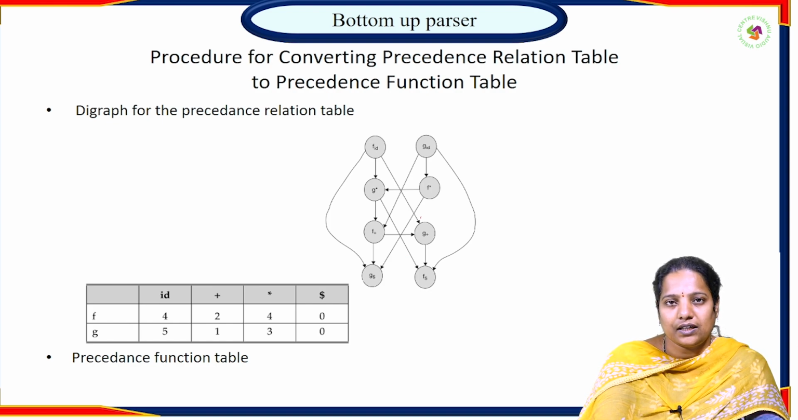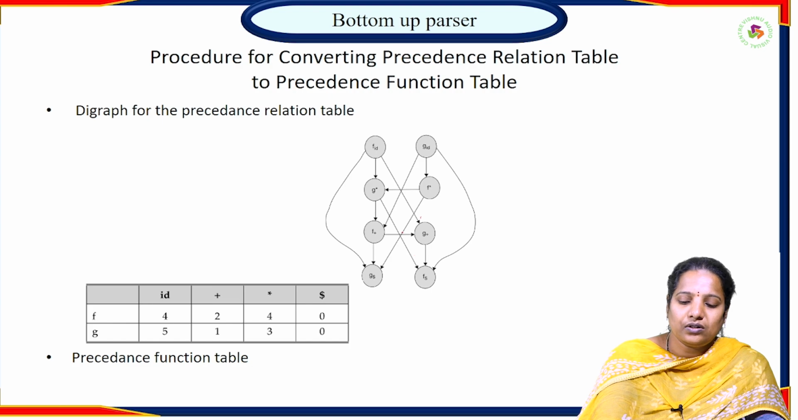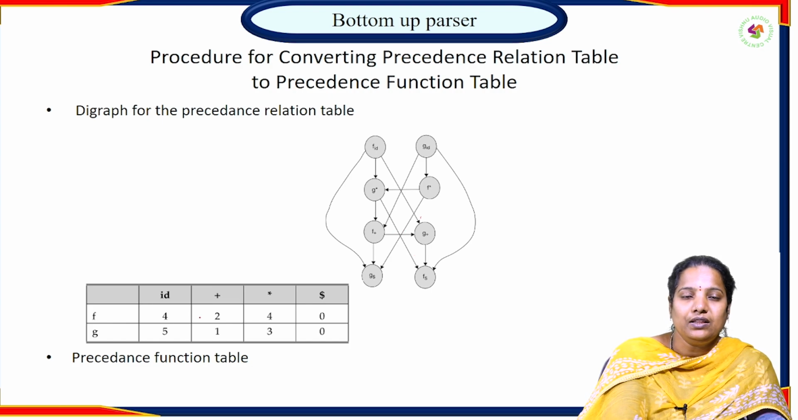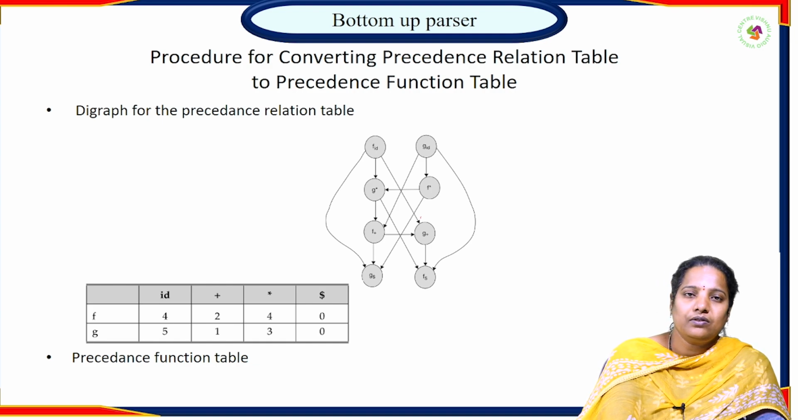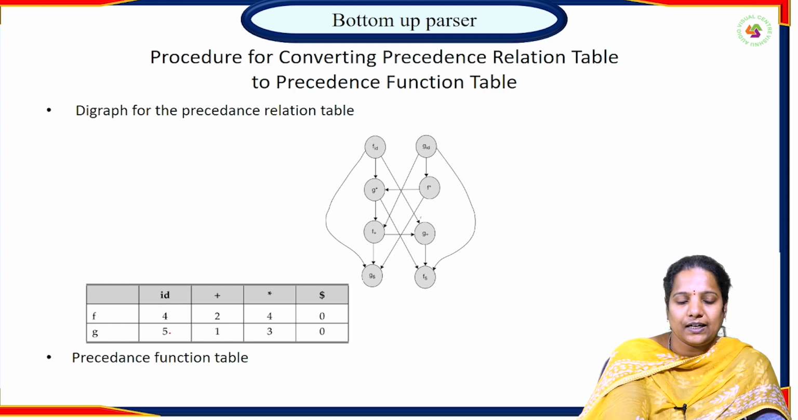Once you find that it is an acyclic graph, then we need to convert this graph into a table that is called the function table. Already we have defined a relation table to define the precedences of the operators. Then why do we need to go for the function table? To reduce the number of entries, to reduce the length of the table, we need to go for the function table. Here also we are defining the precedence relation only.